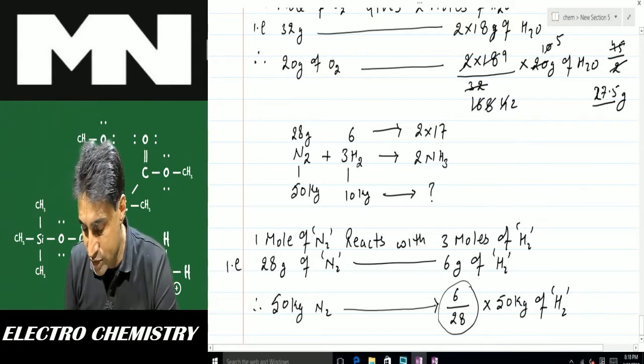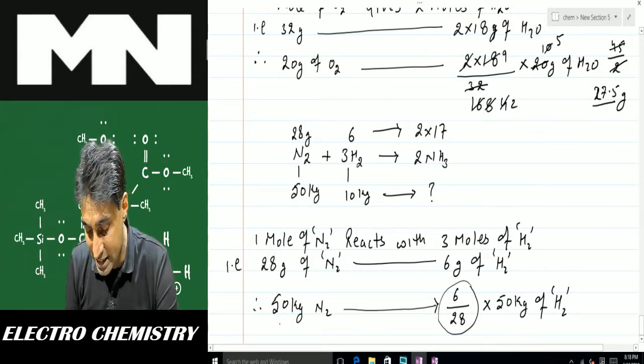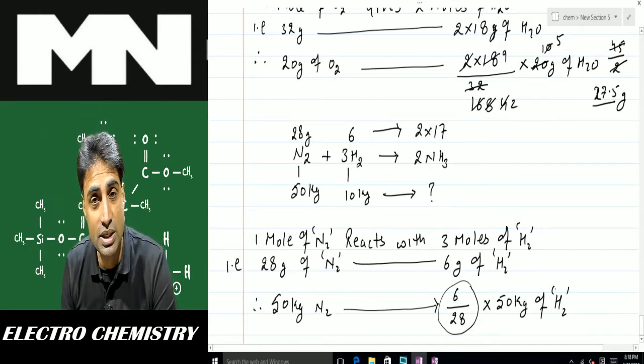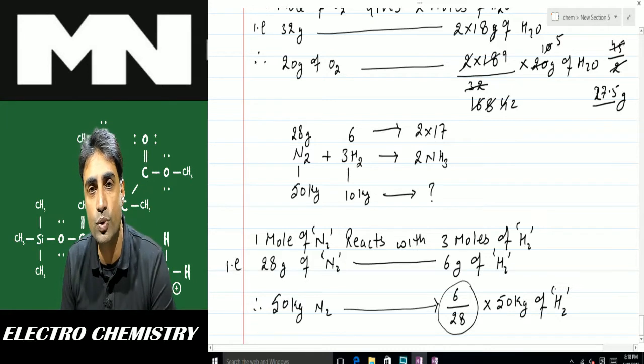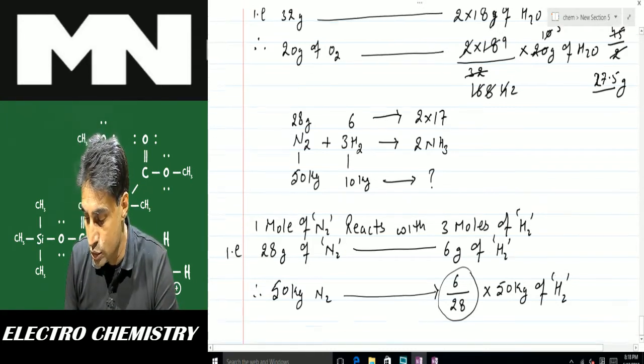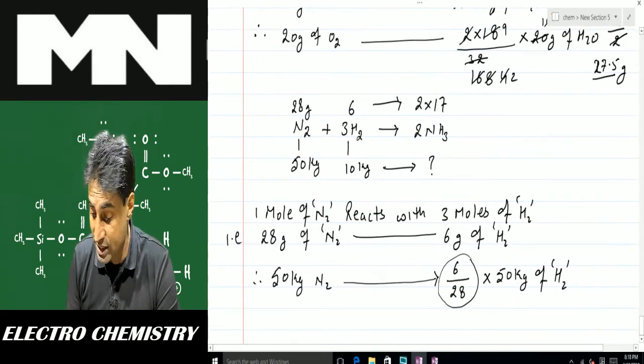It will get the dimension with which you are multiplying on the reactant side. When you write therefore 50 kilogram of nitrogen, here you will multiply it by 50 kilograms, so the answer automatically will come in kilogram. You need not convert kilogram into grams. So in this case, you can solve it and you will get the limiting reagent.